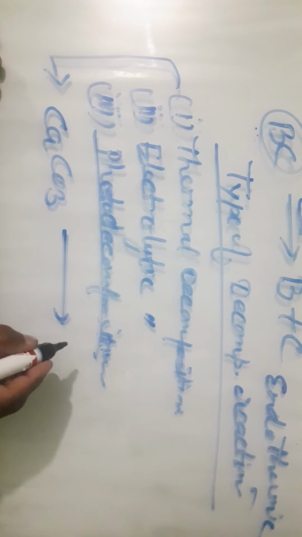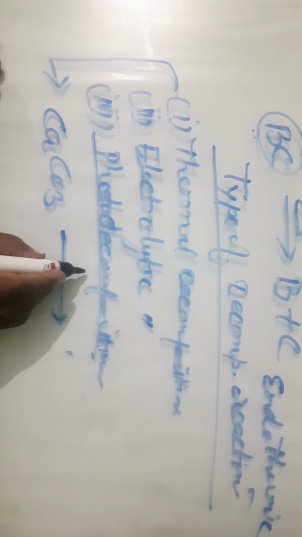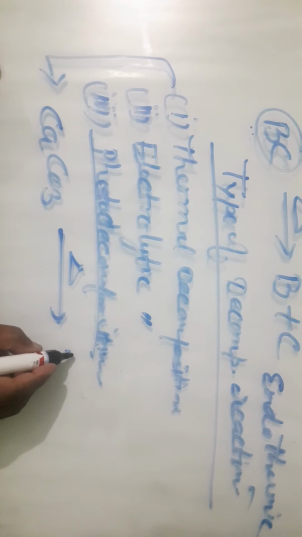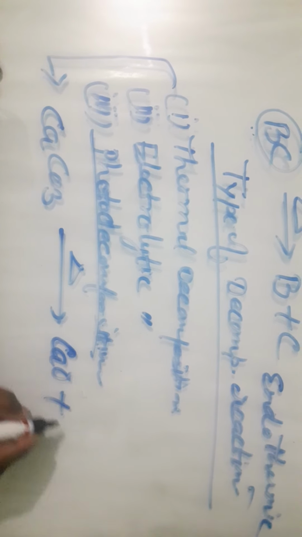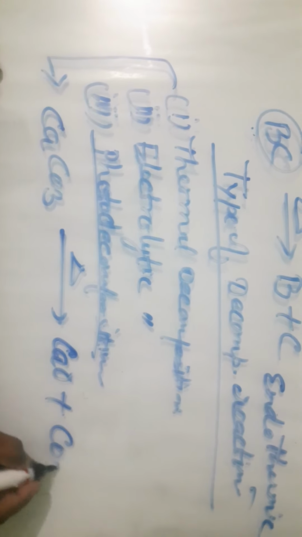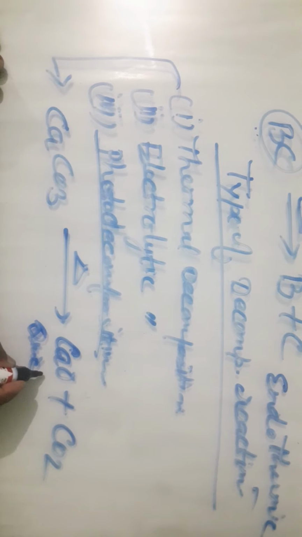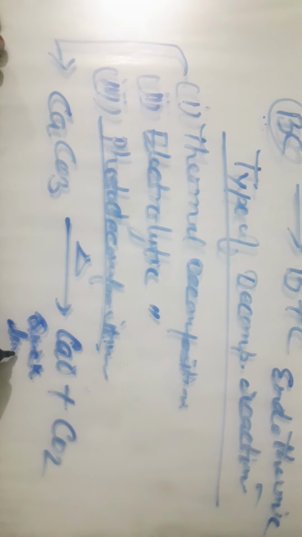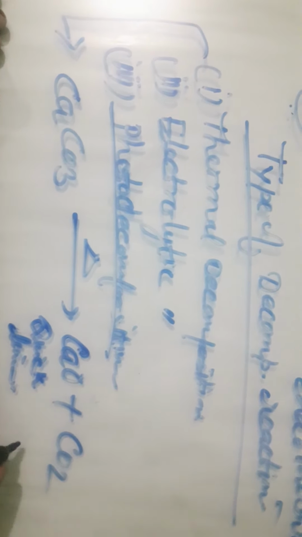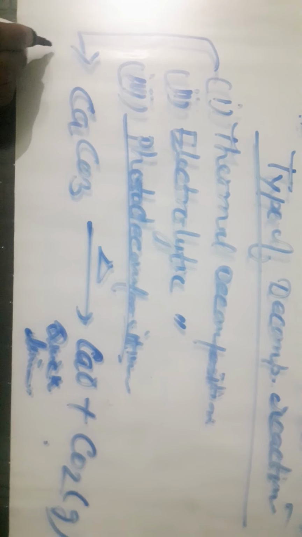We can take an example of thermal decomposition. Calcium carbonate, after providing heat, breaks down into calcium oxide and carbon dioxide. Calcium oxide is quicklime, and carbon dioxide is a gas. This is the solid form of calcium carbonate.